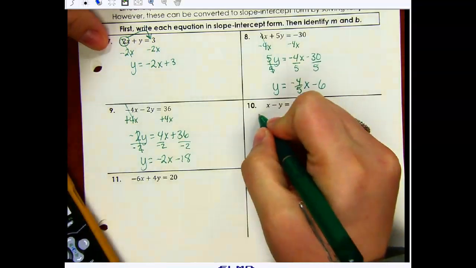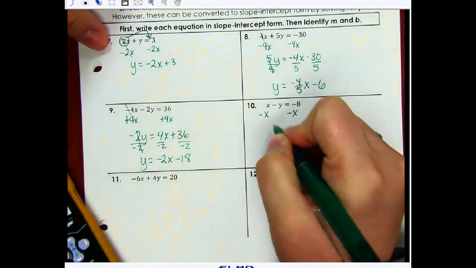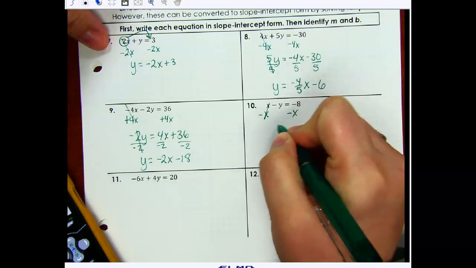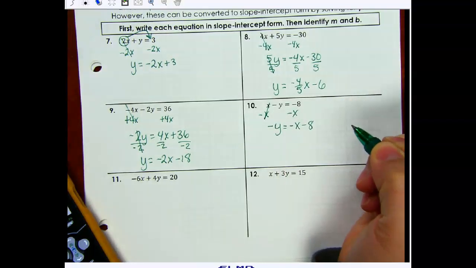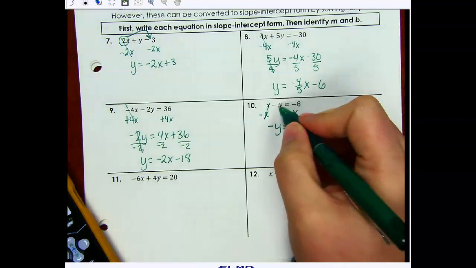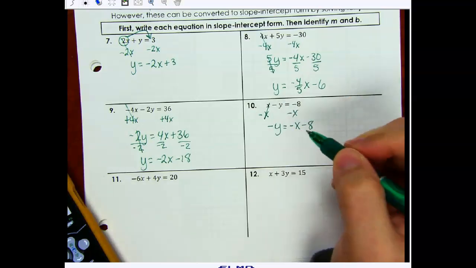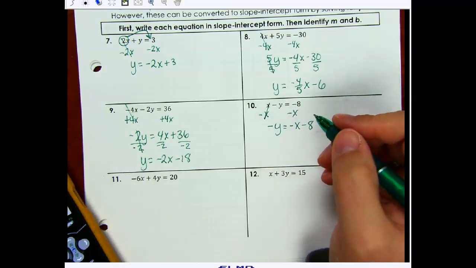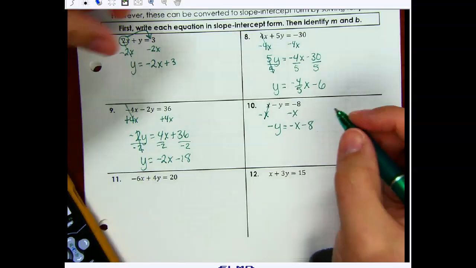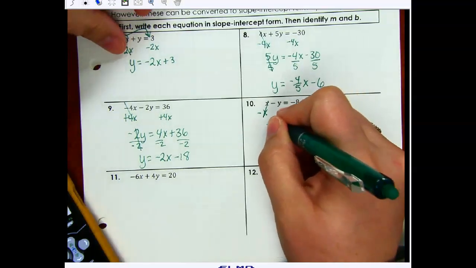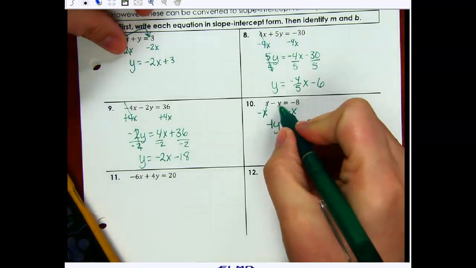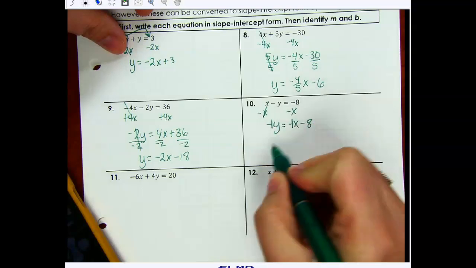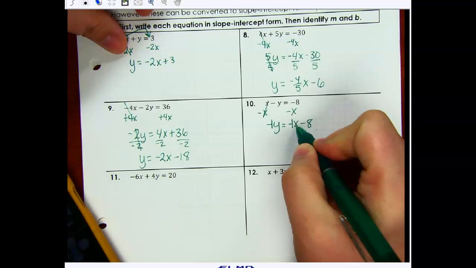For number 10, I'm going to subtract x to move it because it was positive, so I've got to make it negative. So I'm going to have -y equals -x minus 8. Now, remember, this minus y has to go with y. It makes it be negative. So what will be helpful is if you put the ones that are not in there, because -y is -1 times y, which is represented here. -x is -1 times x.